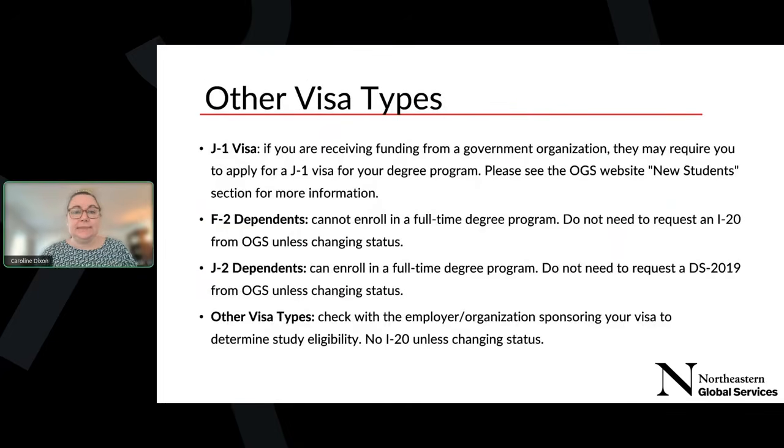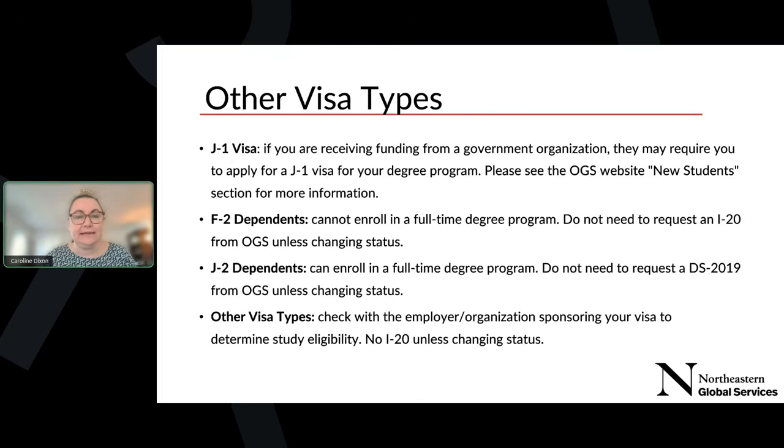Other visa types. So we've been talking this whole time about F-1 student visas, but you might have heard of other visa types. So here is an explanation of some other visa types. J-1 visa. If you are receiving funding from a government organization, they may require you to apply for a J-1 visa for your degree program. Please see the OGS website New Student section for more information.